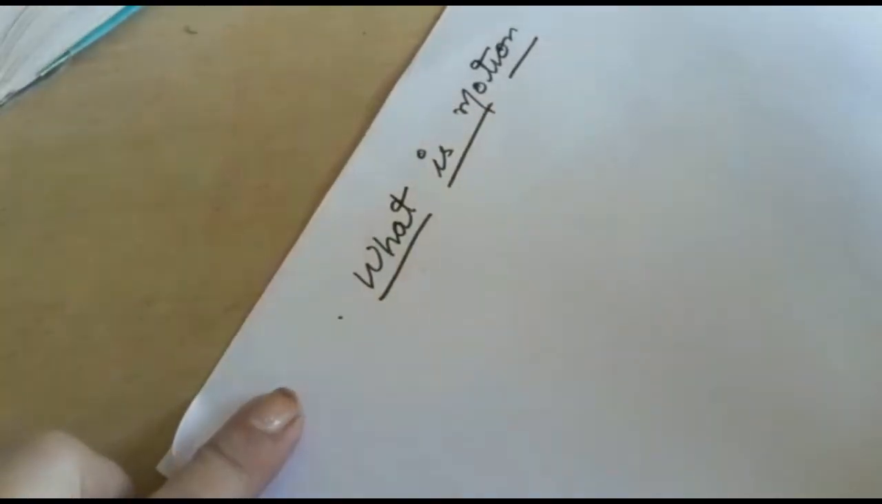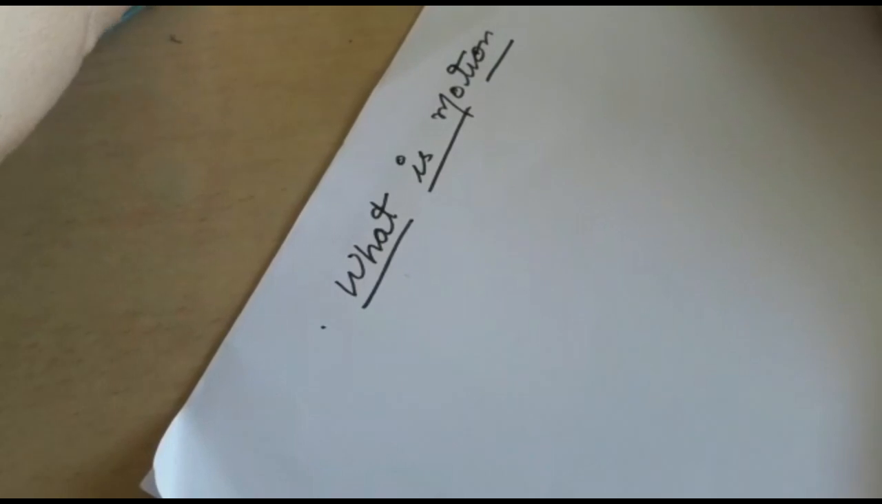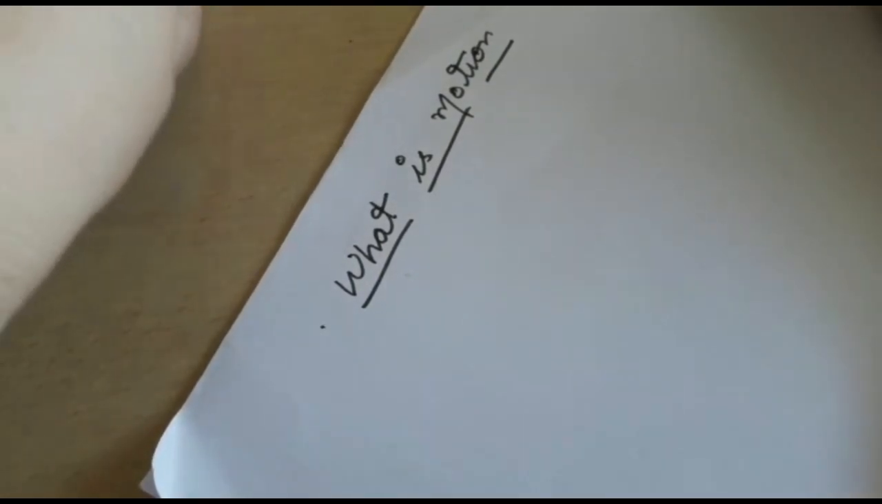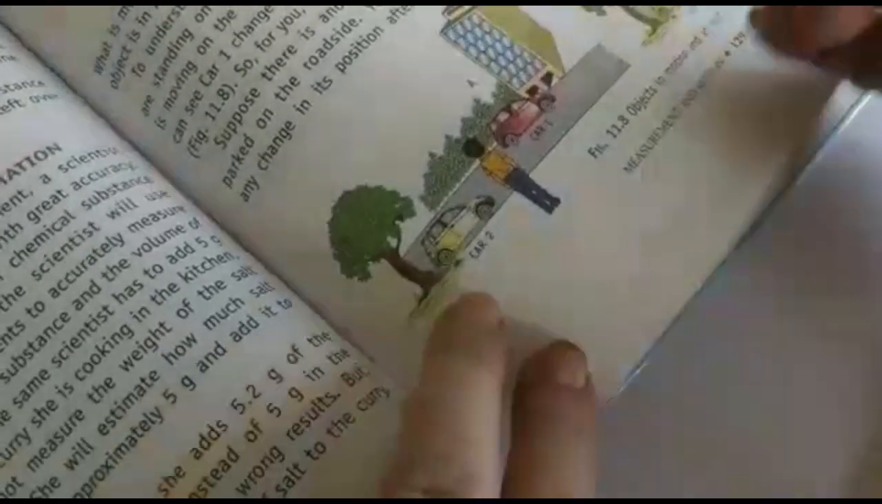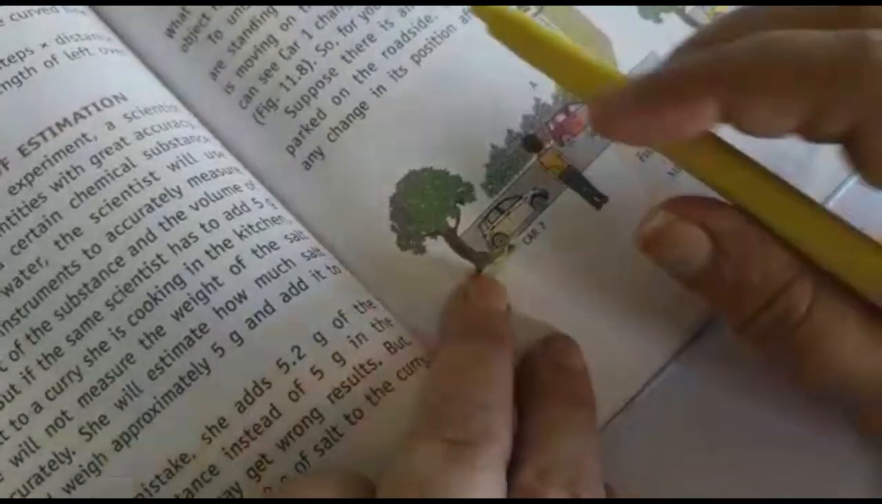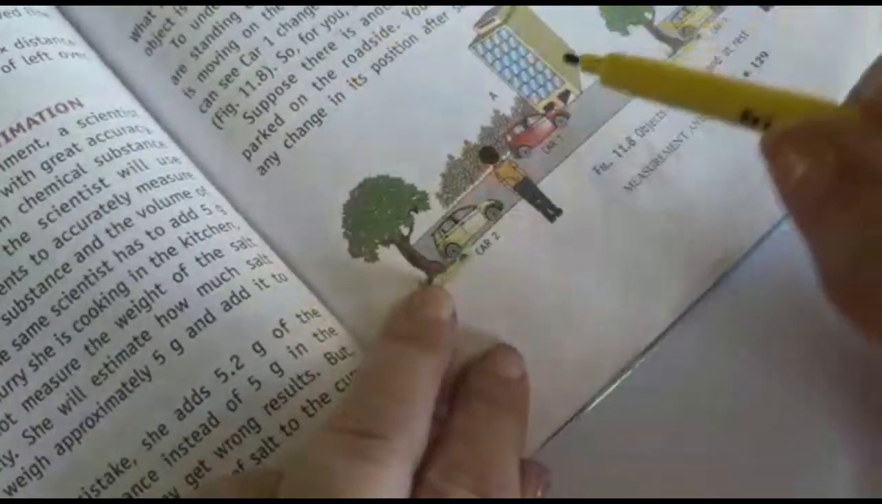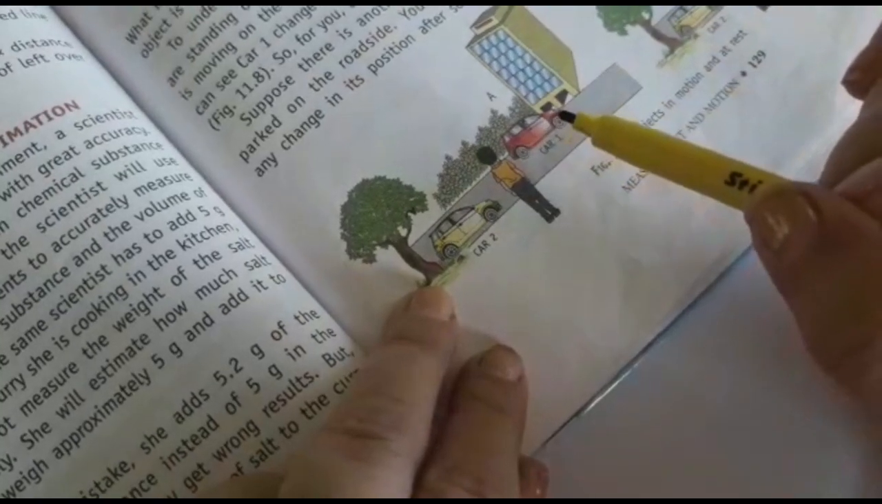Today we will study what is motion. Children, how can you say that an object is in motion or not? To understand this, let us suppose you are standing on the roadside here, and a car 1 is moving on the road. This red color car is car 1.